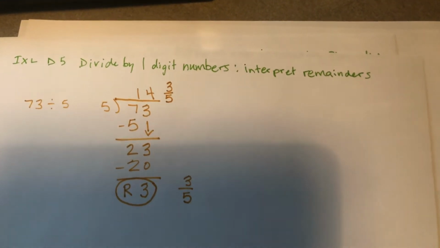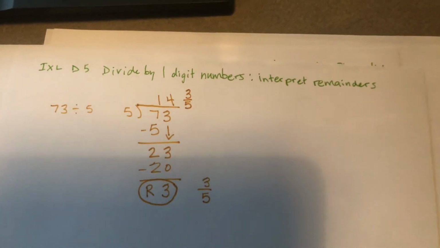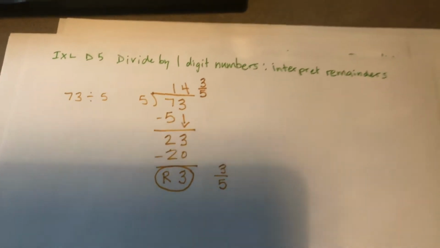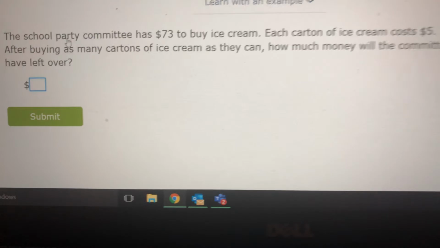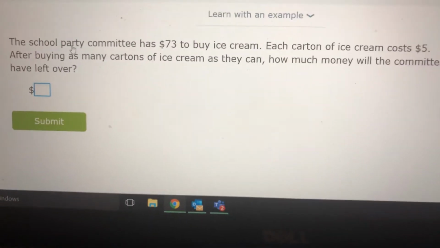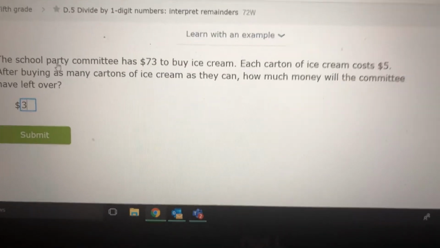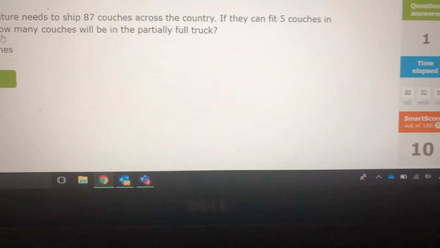So that's how you get the mixed number out of that. But they're just asking what's the remainder, so we really just have a remainder of $3 in this case. If we wanted equal amounts, then it would be 3/5 of one grouping, but I just want to show you that. So we got $3 left over here. All right, next one.